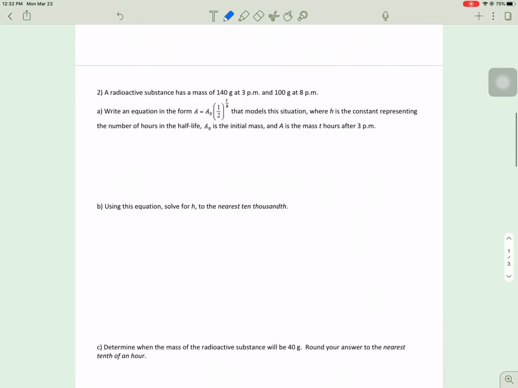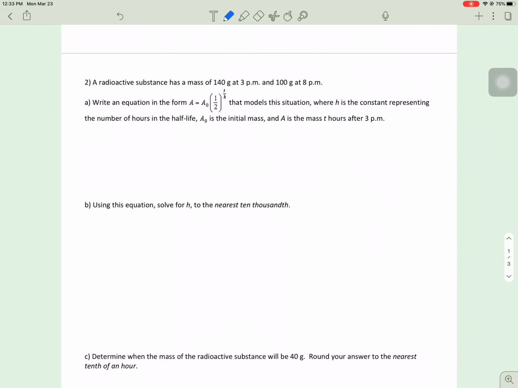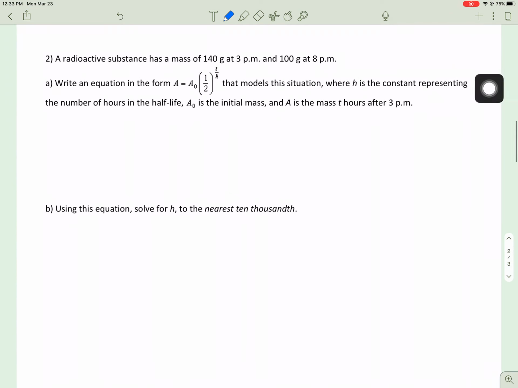Number 2 is a little trickier, so be careful here. A radioactive substance has a mass of 140 grams at 3 p.m. and 100 grams at 8 p.m. Write an equation in the form A equals A sub 0 times 1/2 to the t over h. And then they tell us what every variable is. This models a situation where h is the constant representing the number of hours in the half-life, right? That's the half-life number. We don't know that yet, though.